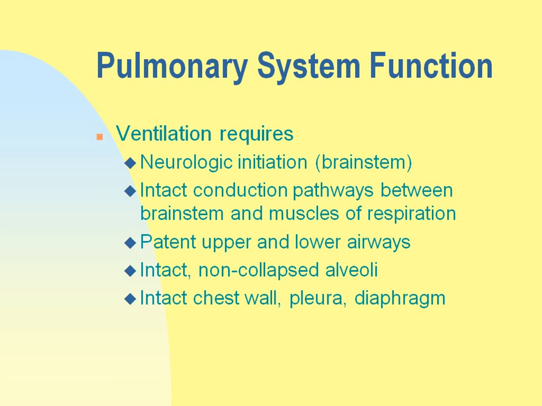So patent upper and lower airways. Again, hopefully something that's free of obstruction or as minimal obstruction as we can have. Non-collapsed alveoli. If we have too much collapsed alveoli, what's that called? And of course, an intact chest wall, pleura, and diaphragm. Like I said, we have the actual mechanical part, so this has to be intact and working in unison.